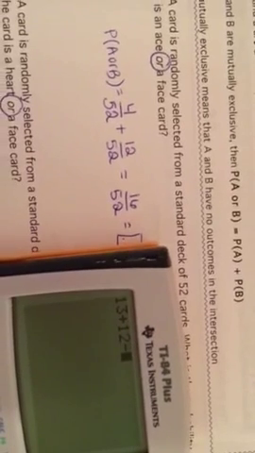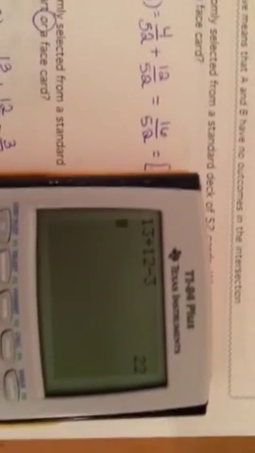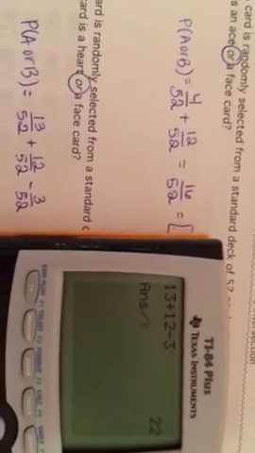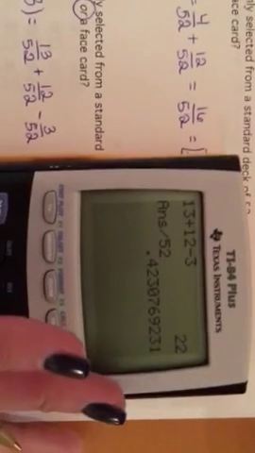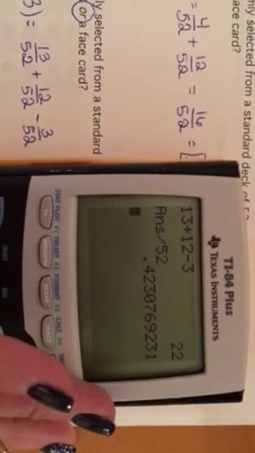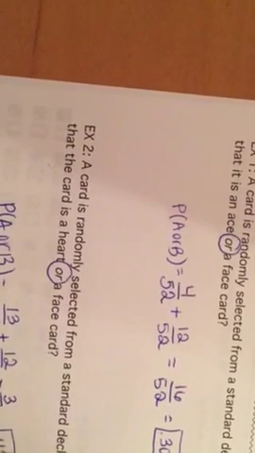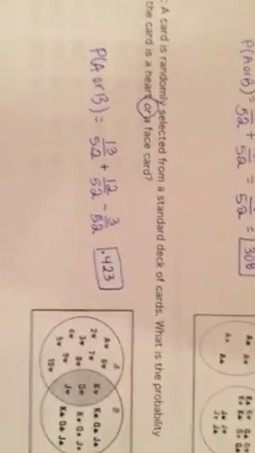Okay, again, I can just do the numerators when I plug it in. So 13 plus 12 minus 3. So my numerator is 22, and I want to divide by the denominator, which stays the same, so 52. And I get about a 0.423 probability. So about a 42% chance. All right, let's go to the back.